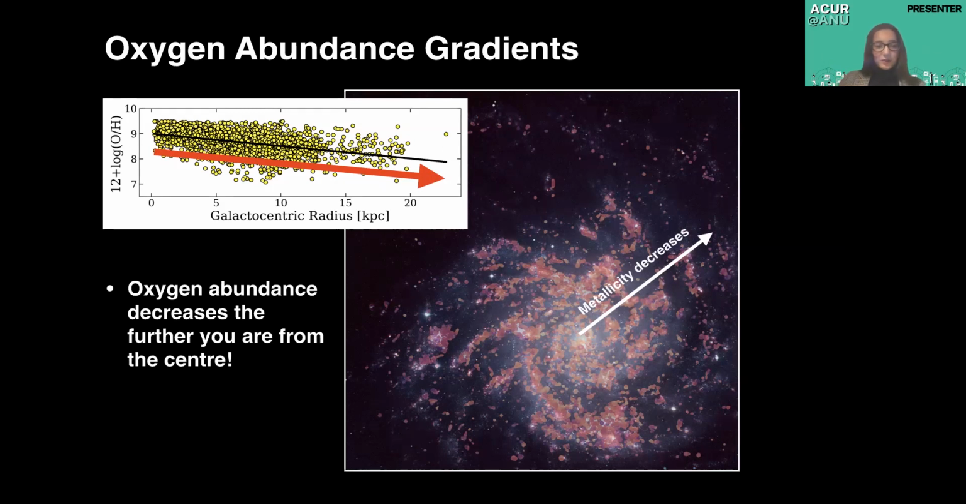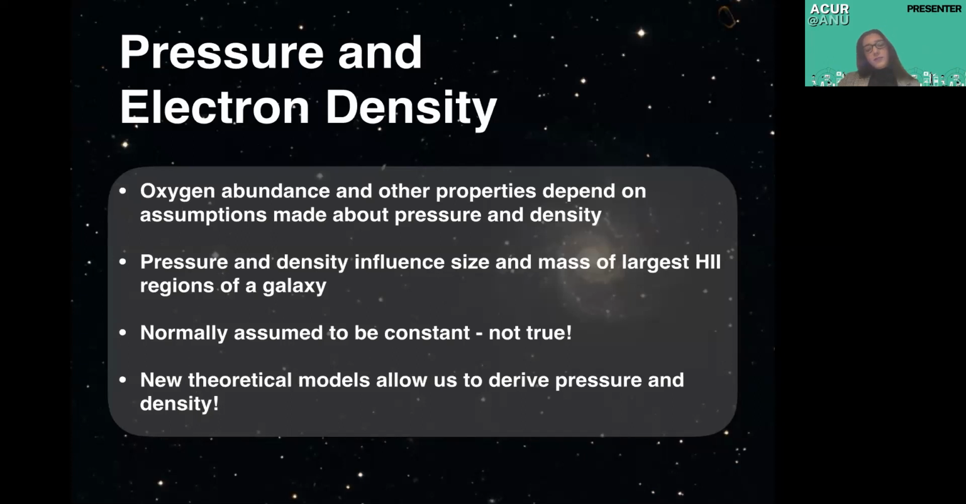Two other properties that we can derive by combining emission line ratios to gain insight into properties of star-forming regions are pressure and the electron density. This hasn't been calculated throughout H2 regions before, so this is completely new. These two quantities are really important because they directly influence the size and the mass of the largest H2 regions a galaxy can have. Other properties such as oxygen abundance depend critically on the assumptions we make about pressure and density. For example, many models assume a uniform or constant pressure throughout the star-forming regions or throughout a galaxy, but this is shown to actually not be the case.